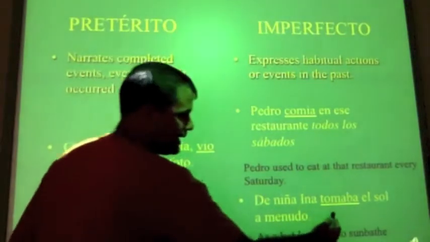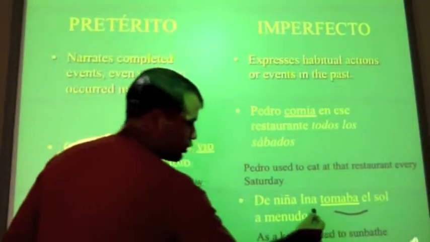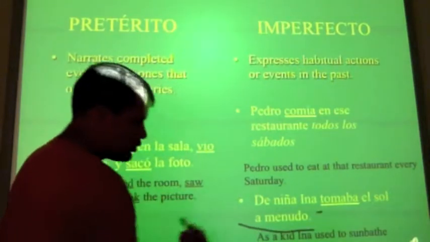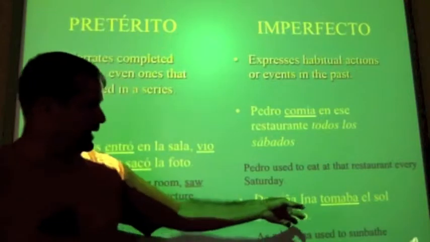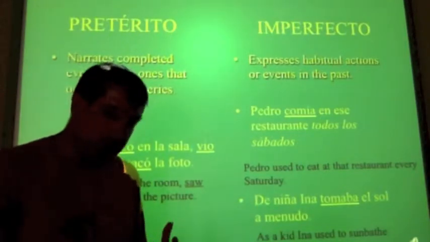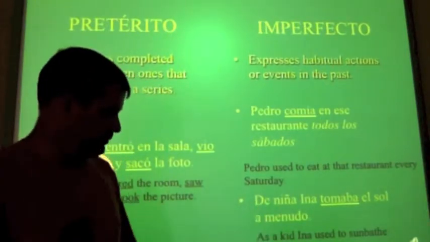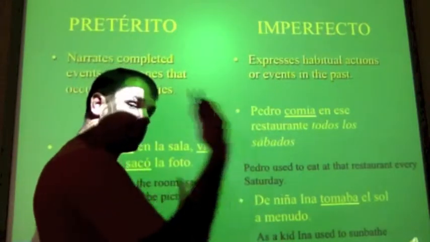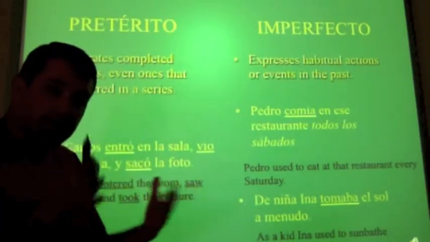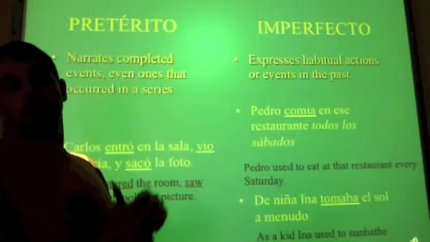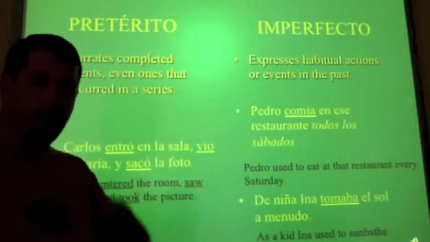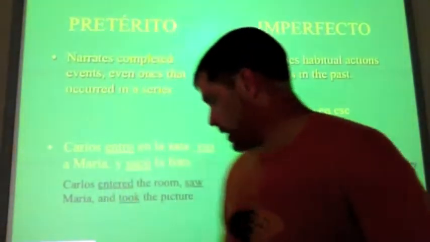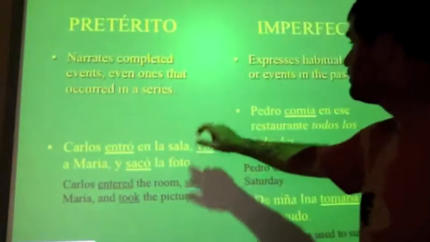De niña, Ina tomaba el sol a menudo. So a menudo is often. So as a child, Ina used to sunbathe often. Okay, a menudo is often, and since it's in the past and we're saying often, it's something that happened repeatedly. So we're going to use the imperfect, el imperfecto. De niña, Ina tomaba. She used to sunbathe a lot. Okay?